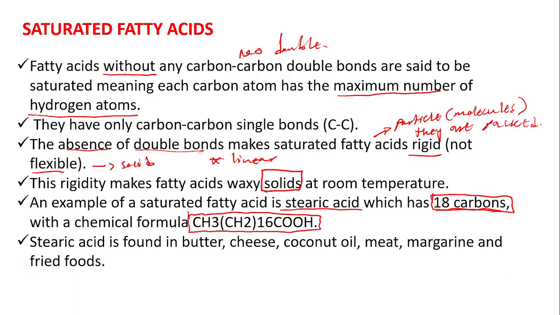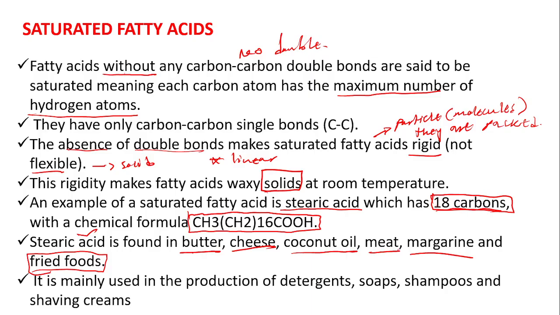Stearic acid is found in things like butter. Most of you have eaten butter before. Also in cheese, though I know majority of you have never tasted cheese. And then coconut oil, some of you have not even seen it. Meat, everyone has eaten meat before. Margarine, you can go in the supermarket and you shall see it. And then fried food, most of the fried food has this acid which is called stearic acid.